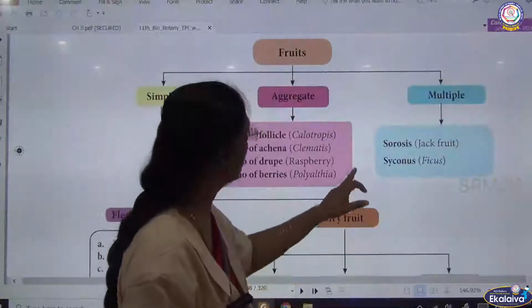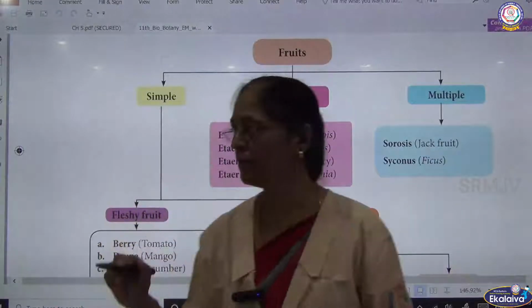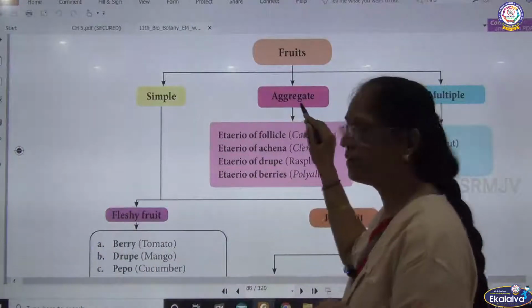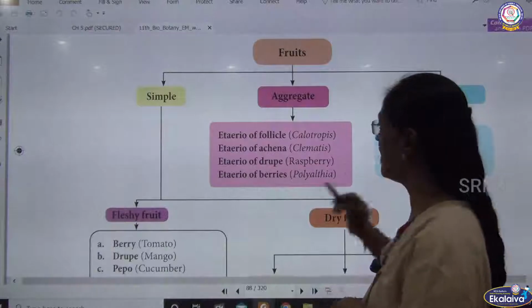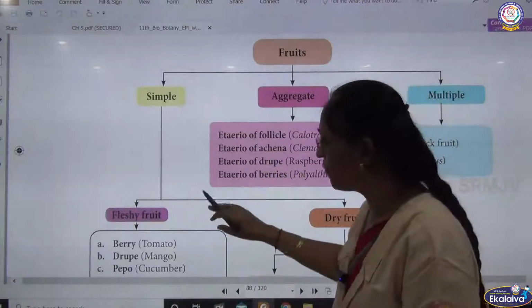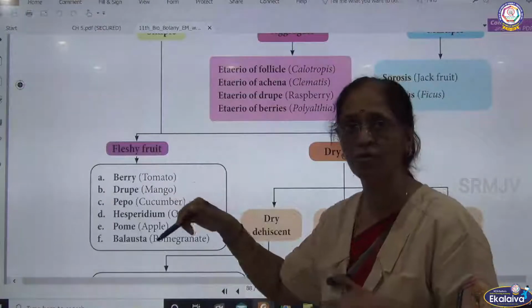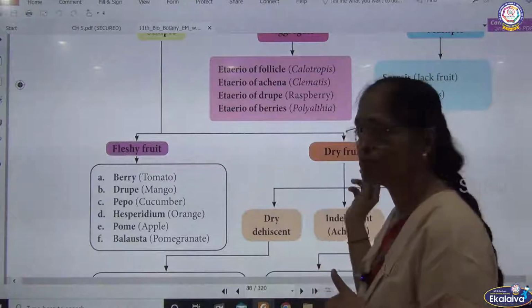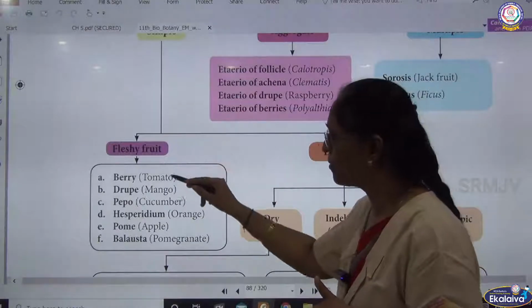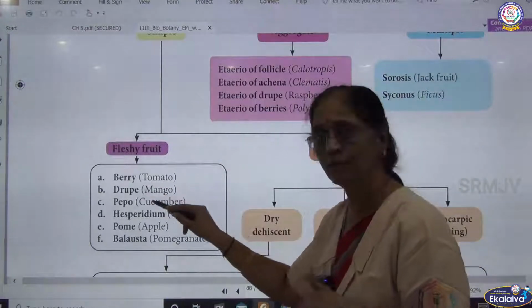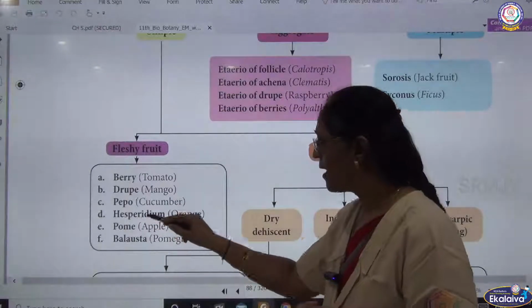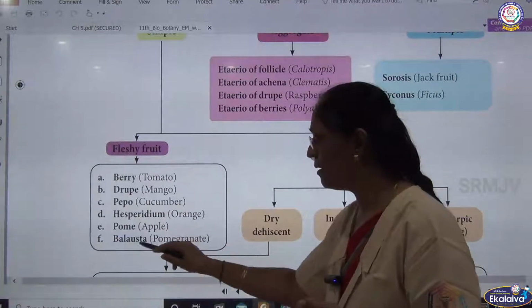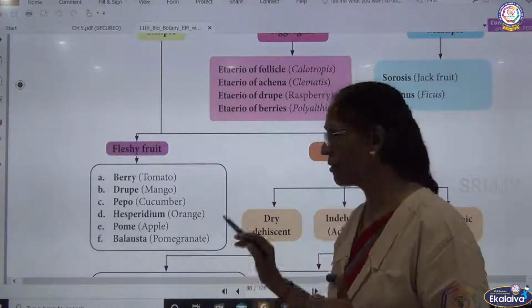So very quickly we will go through this flow chart. A fruit, simple fruit, aggregate fruit, and then multiple fruit. In simple fruits, depending upon the nature of the pericarp, they may be either fleshy fruits or dry fruits. In fleshy fruits we have seen berry, tomato, drupe, mango, pepo, cucumber, hesperidium, orange, pome, apple, balausta is pomegranate.